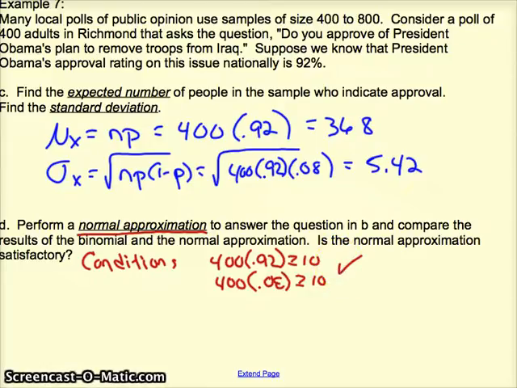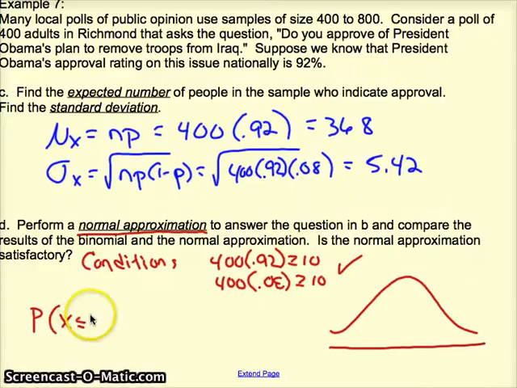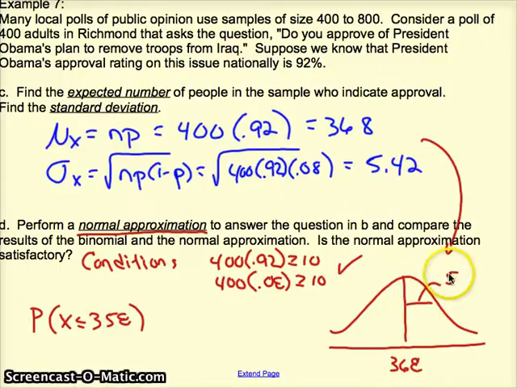All right, normal approximation, that's normal curve math. We've done this a lot. I'm interested in the probability that 358 or fewer will approve of his plan. Well, normal approximation, what's my mean? Well, we just calculated that. It's 368. What's my standard deviation? We just calculated that. It's 5.42. And I'm interested in the probability of getting 358 or fewer.